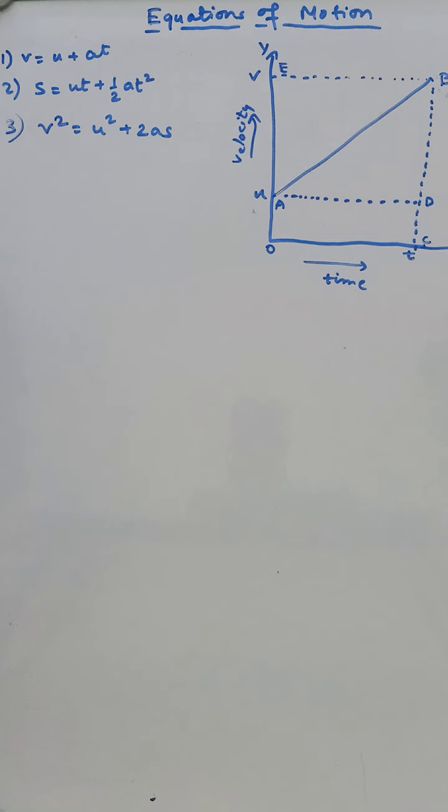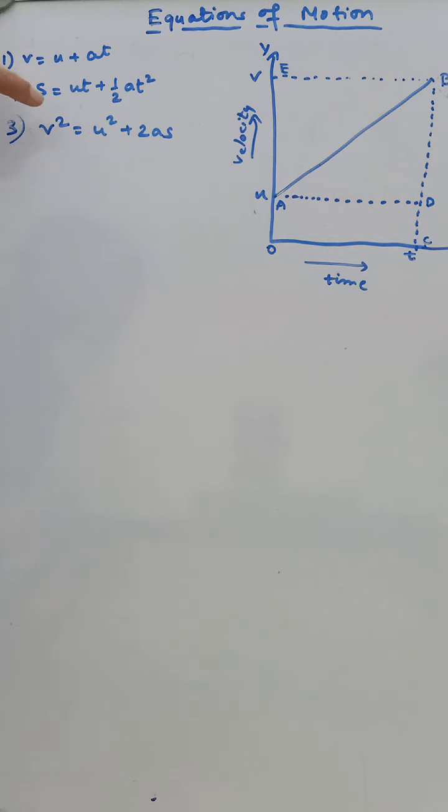Today we shall study equations of motion. We have three equations of motion. The first one is v = u + at. Second is s = ut + 1/2 at². And last is v² = u² + 2as.